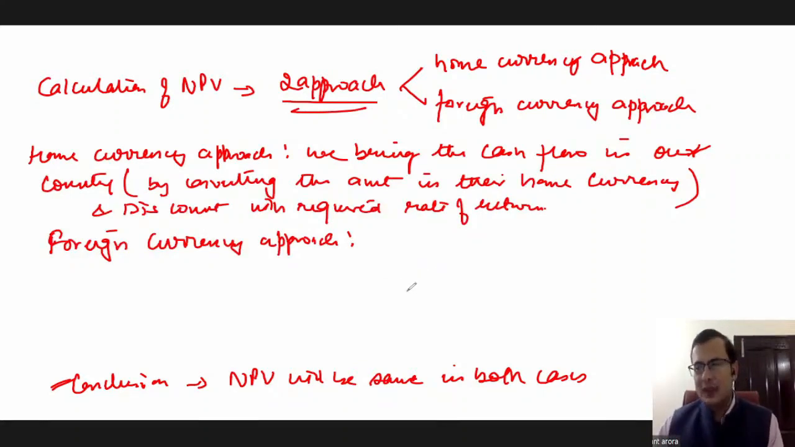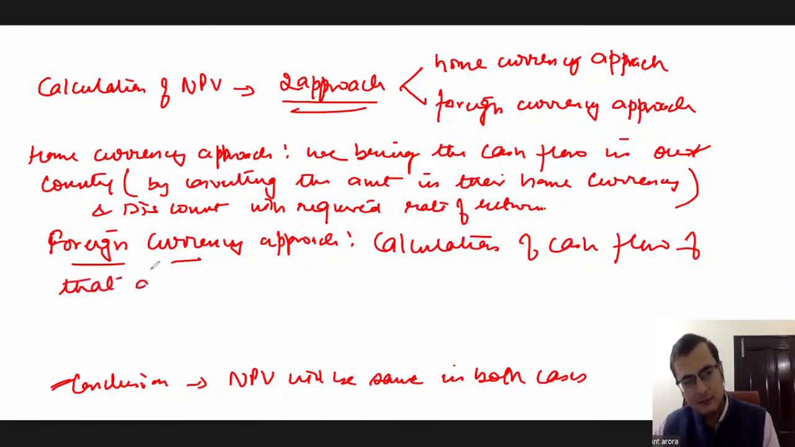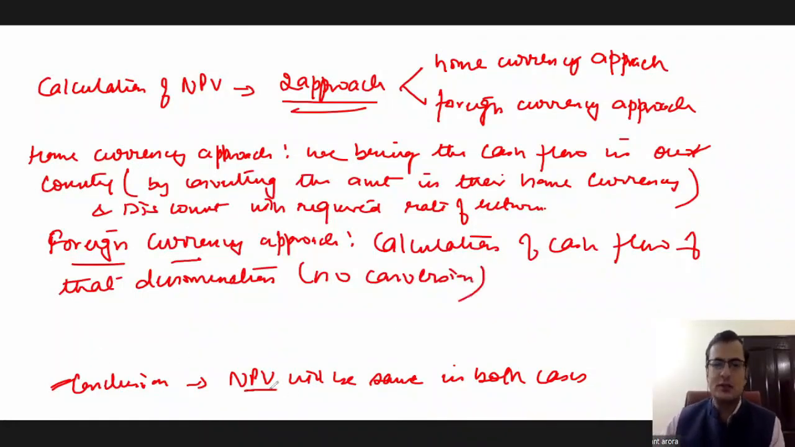Okay. So here in the foreign currency approach, we are not converting them. We calculate the cash flows of that denomination, that denomination, no conversion. So this is the conclusion: the NPV will be the same in both the cases.